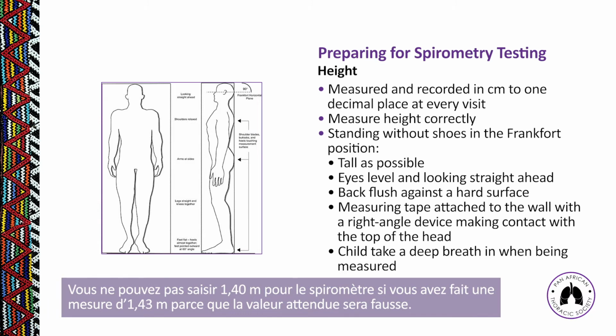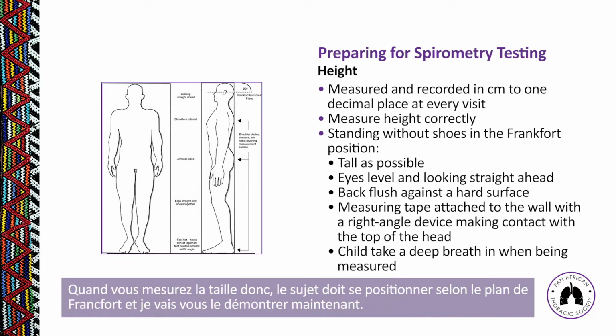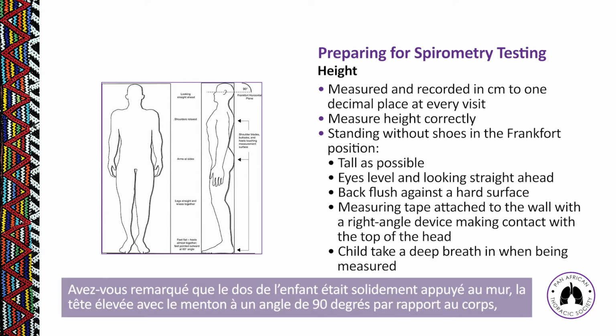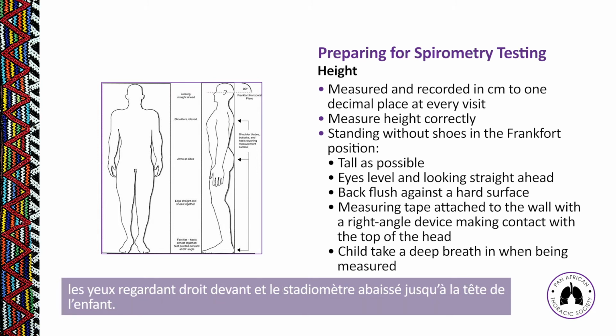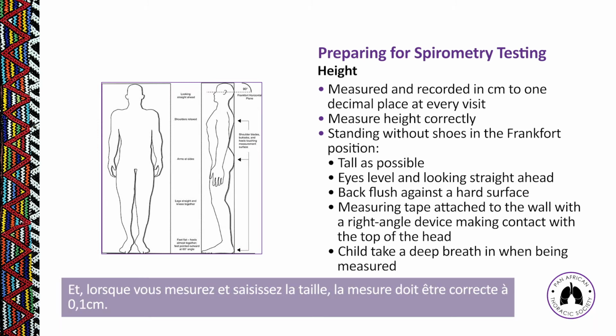So in other words, don't measure the patient as 143 centimeters and enter them as 140 centimeters into the spirometer. That's going to give you incorrect predicted values. So when you are recording height, it should be done in the Frankfurt positioning, and I'm going to demonstrate that to you now. So did you see how the child's back was flush against the wall, head upright, chin at a 90-degree angle to the body, eyes looking straight forward, and the stadiometer is brought down onto the child's head? Right, when you measure and enter the height, it should be within 0.1 centimeter for accuracy.